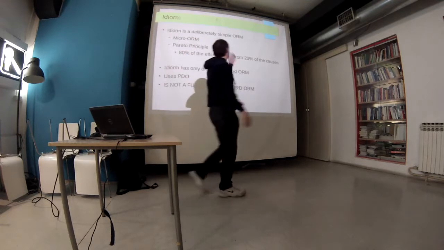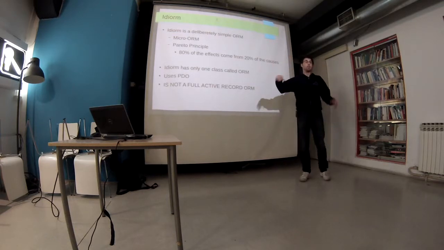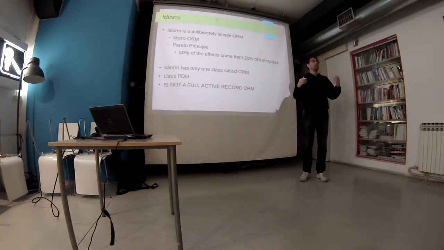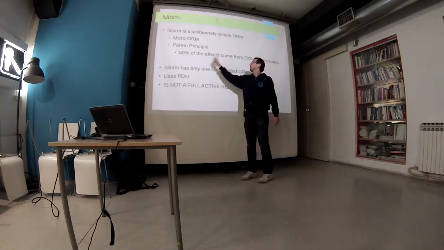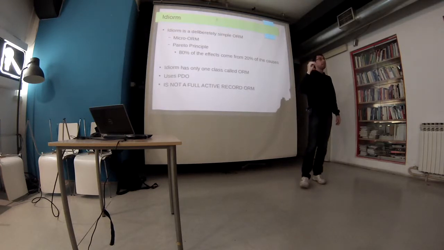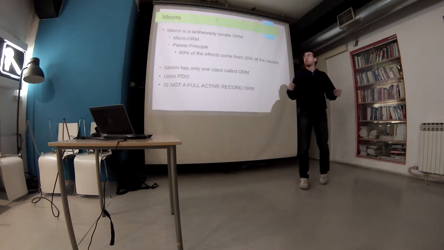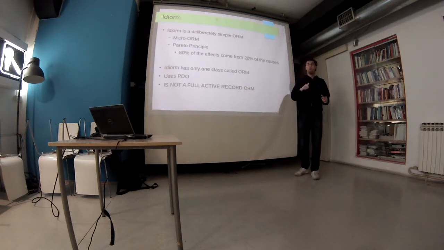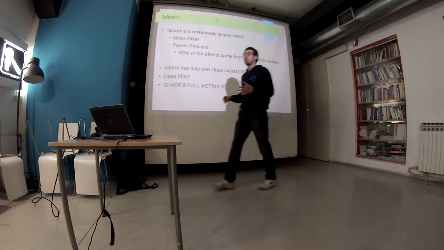And as I said, I want to talk about Idiorm. Idiorm is a deliberately simple ORM. I talked about Eloquent, which is a nice, big, really good active record ORM. I talked a little bit about Doctrine, and now I'm talking about a micro ORM. It follows the Pareto principle: 80% of the effects come from 20% of the causes. So 80% of the time, you just need 20% of any of those ORMs' possibilities, like they say about every software. So Idiorm has only one class called ORM, just one. It uses PDO, so everything nice about it is present here, and it is not a full active record ORM. It's something much, much simpler.